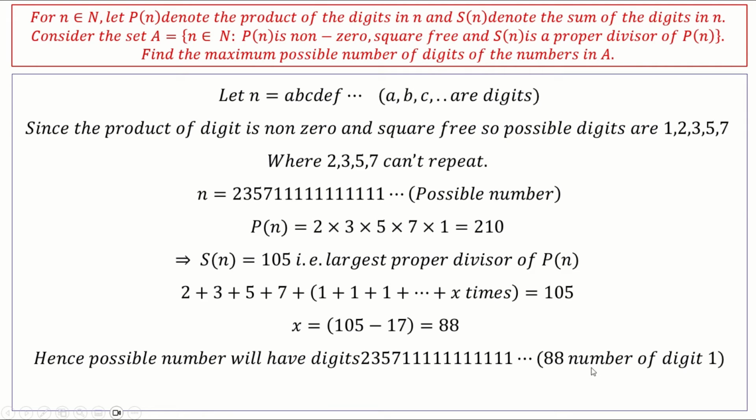Okay. So that means 88 number of digits of 1. So total number of digits are 88 plus 4, okay, 2, 3, 5, 7, which is 92 digits are possible. The maximum possible number. Okay. So this is also, once you understand the question correctly, it's easy. Understanding the question is very important.